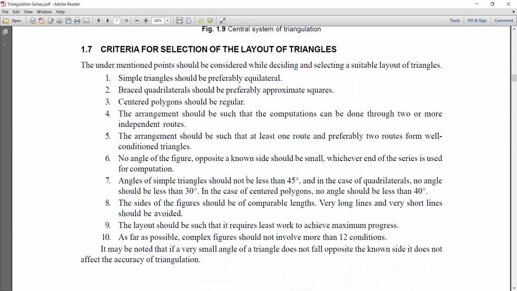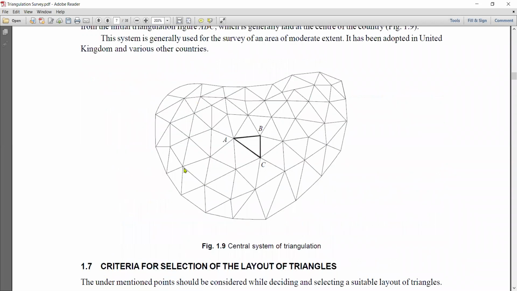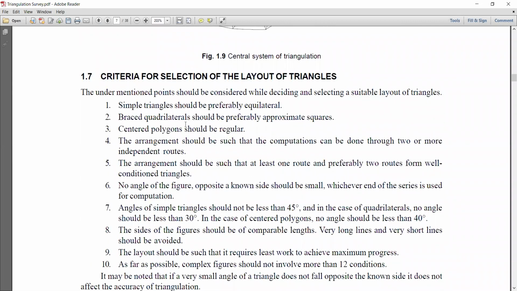For the selection of these layouts, there will be some criteria. You may go with a grid method or you may go with a central system. Whichever method, there are some criteria to be followed before selection of triangles. Let us discuss one by one what the criteria for the layouts are.